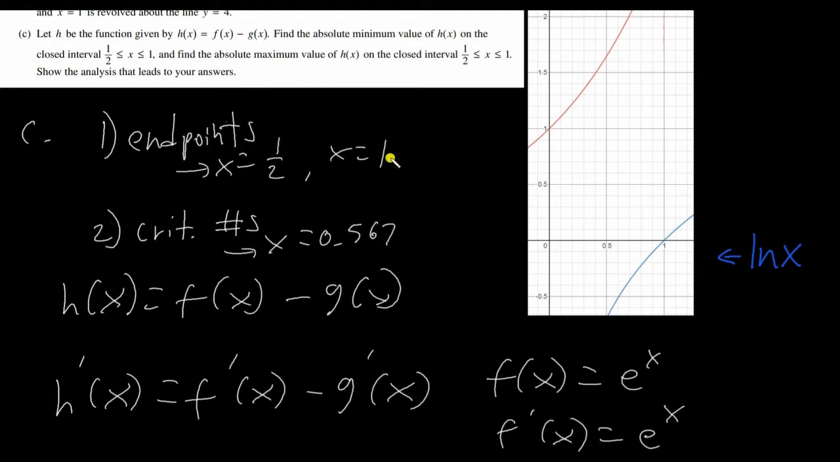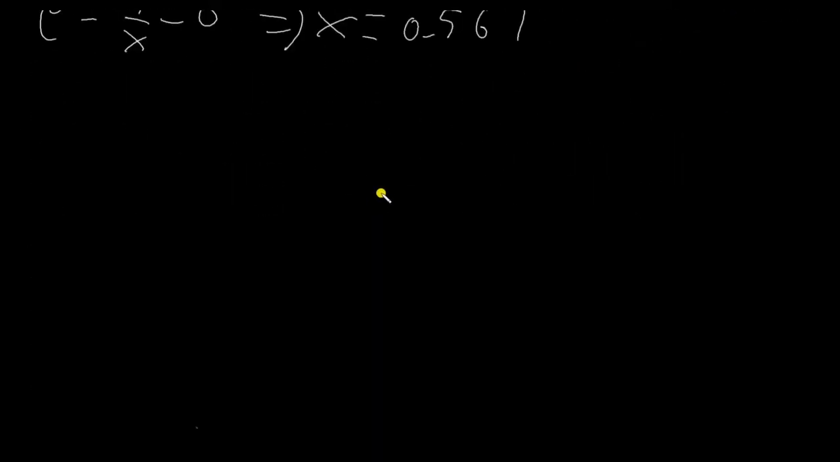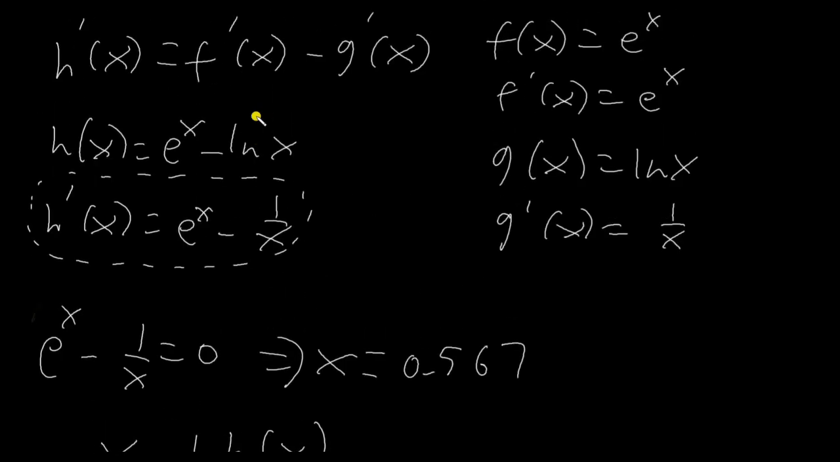0.567. Now that we have our endpoints and our critical numbers, the fastest way to do this and the most neat is to set up a table. So what the table is going to look like is we're going to have x and we're going to have h of x. And on this x side, we're going to put the critical numbers and the endpoints. So we'll put 1/2, 1, and 0.567. Endpoints, critical numbers.